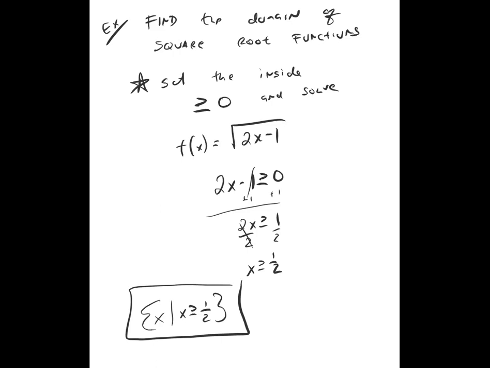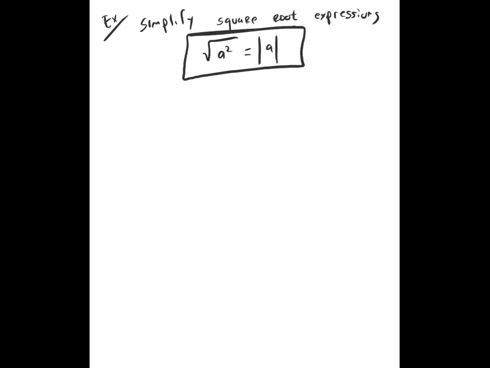All right, moving on then. We can simplify these expressions. One thing to keep in mind is that the square root of a to the power of 2 equals the absolute value of a.